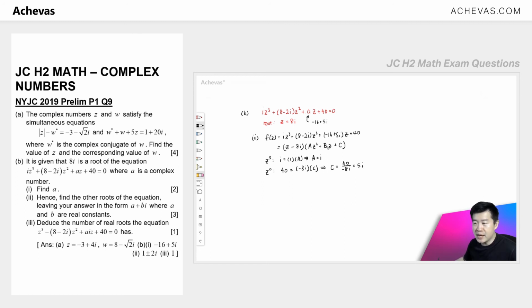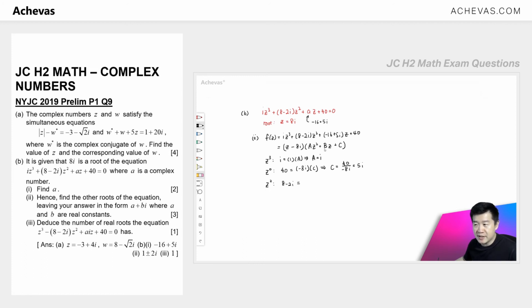As for b, I think I'm going to try to make use of the coefficient of z squared. So let's try the coefficient of z squared. You can also definitely try the coefficient of z. I think both should give you the same answers. So on the left hand side, I have 8 minus 2i. And on the right hand side, we want to extract out only the coefficient of z squared.